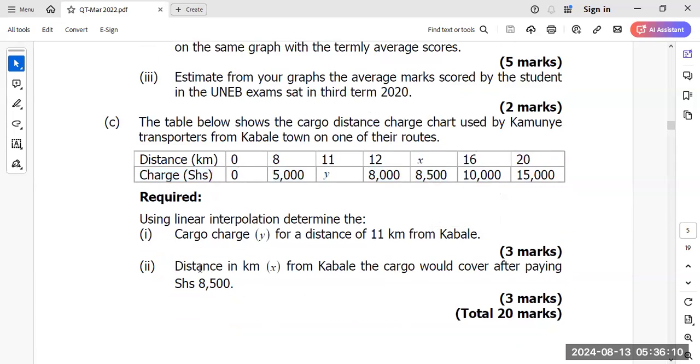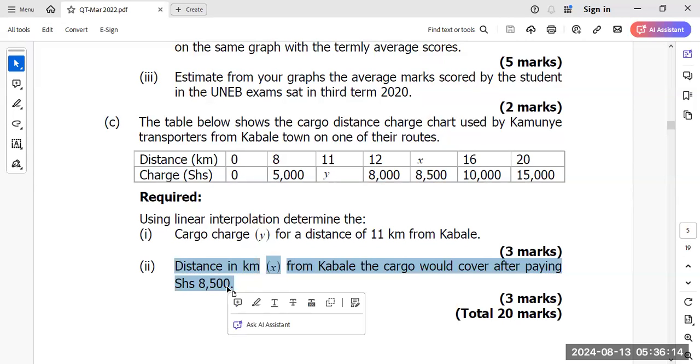So colleagues, you are going to finish. You are going to handle this, isn't it? Are you going to handle? Yes. Yes. Because it's a matter of substituting in our linear equation.